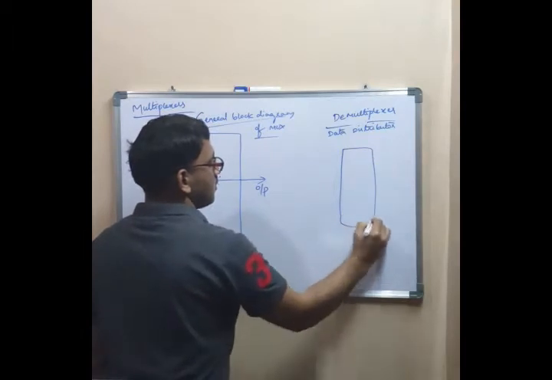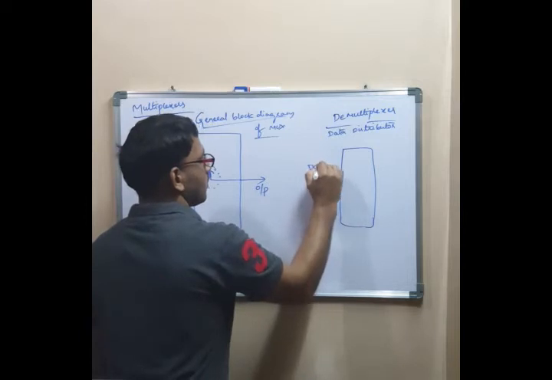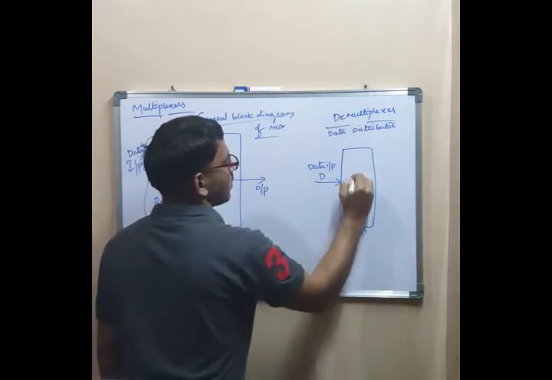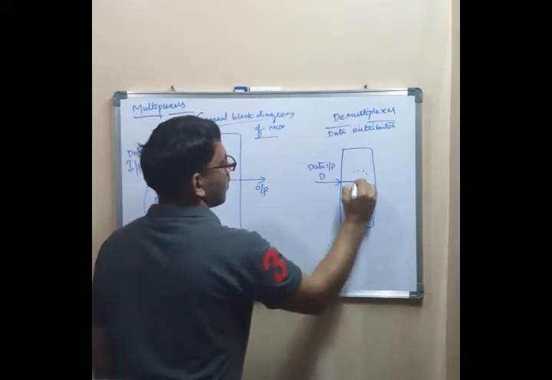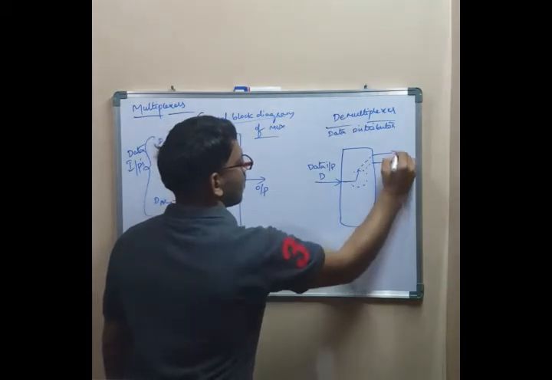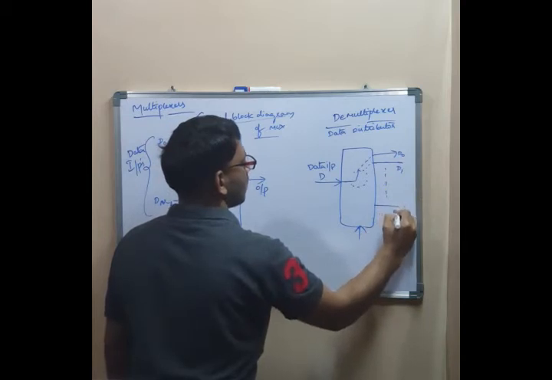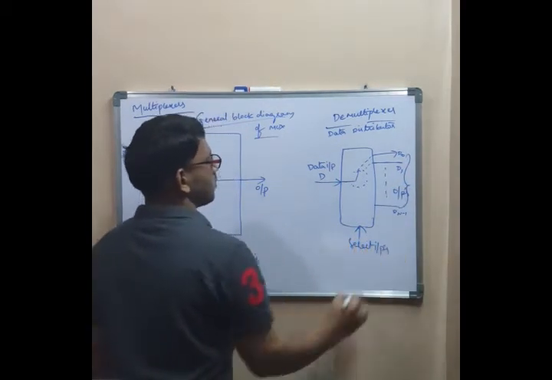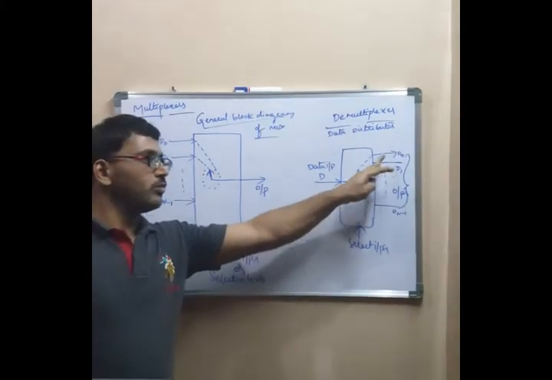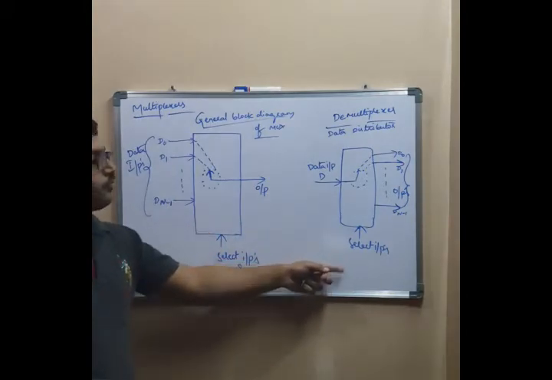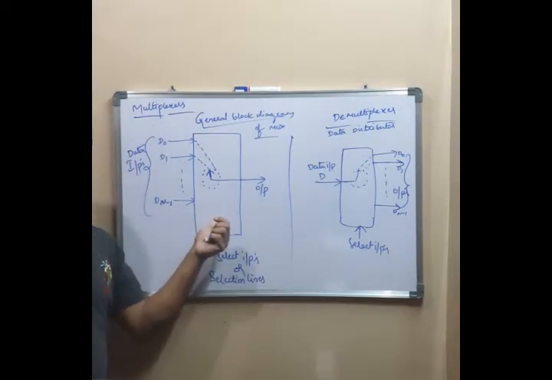So it has a single data input D, select lines, and outputs D0, D1, up to Dn minus 1. Select inputs, right? It has a single data input D. This D is routed to different outputs based on the combination of select inputs. The opposite function of a multiplexer, the DMUX, right? Don't bother much about this. First, let us concentrate on multiplexers.